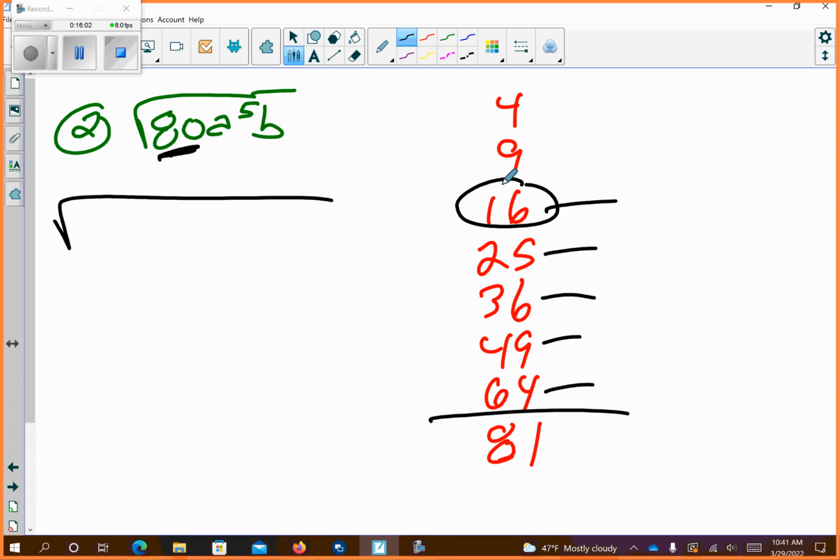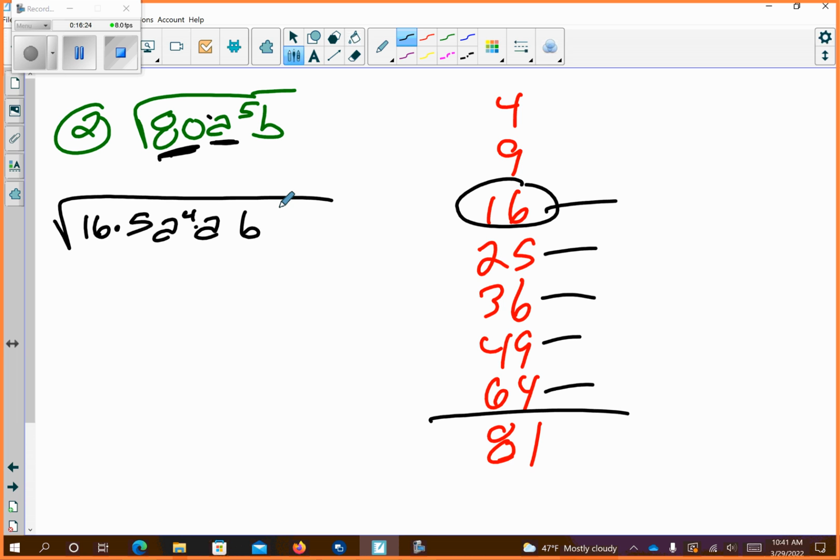What about 16? Yeah, 16 times what? 5. So on a calculator, you go 80 divided by 16, you get 5. Okay? What should I do with a to the 5th to make it a perfect square? Yeah, a to the 4th and a. Good. And then just b to the 1st is fine, or just b. You can leave those in there.